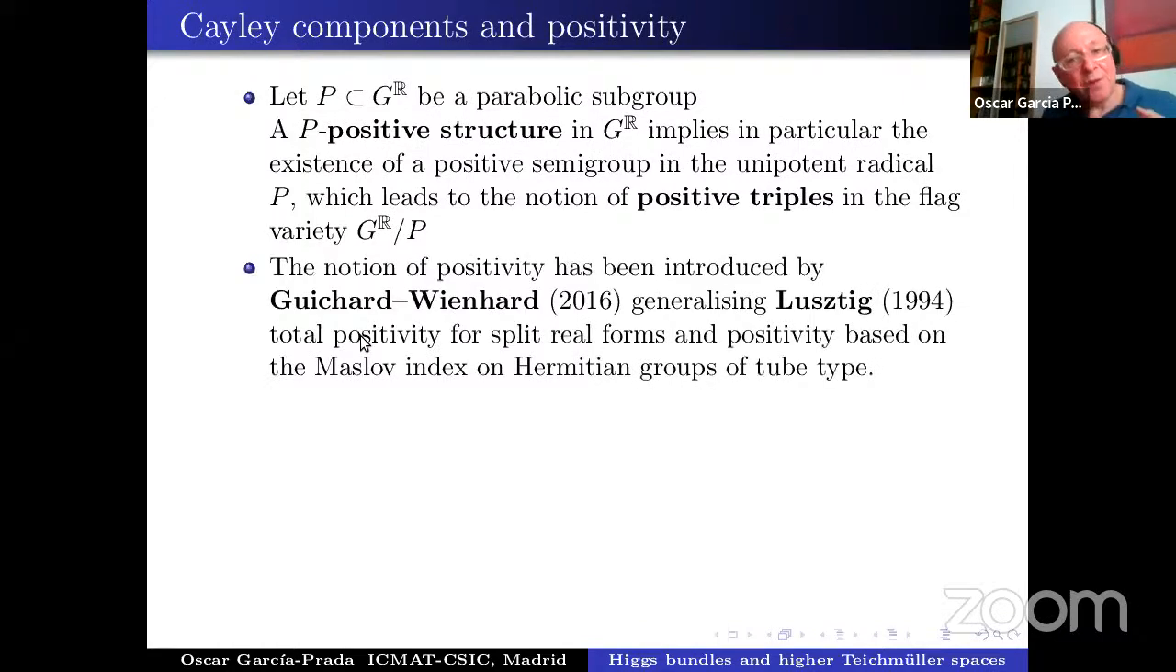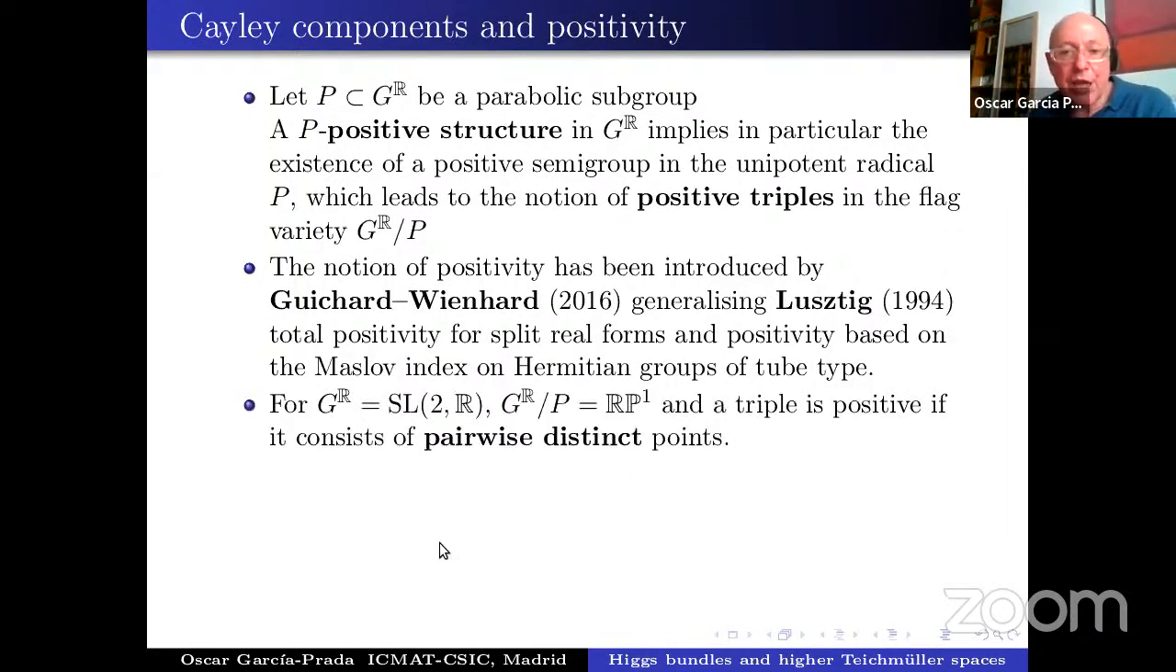But this is an important notion that actually generalizes a previous notion that had been introduced by Lusztig, called total positivity in the split real forms. And also in the Hermitian case, there had been some notions of positivity using the Maslov index in the Hermitian groups case. So this notion that Guichard and Wienhard introduced generalizes all of them.